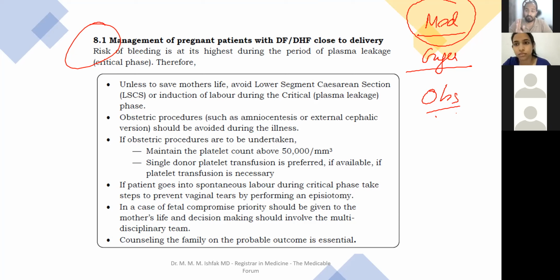The patient might be in the obstetric ward because you have the CTG facilities there, and it's difficult to do fetal well-being monitoring in a medical ward. But although the patient is in the GynObs ward, the patient should be looked after by the medical team. Now, there are indications for delivery. During the critical phase of dengue, let's say the mother had a wish to deliver the baby on the 26th of May.